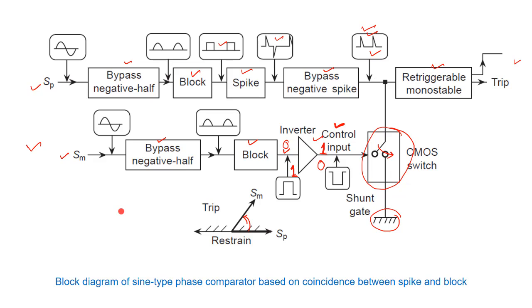So this is all about how we can implement the phase comparators using the electronic circuits. Now we will see how we can synthesize a quadrilateral distance relay. In fact, the quadrilateral distance relay plays a very important role.